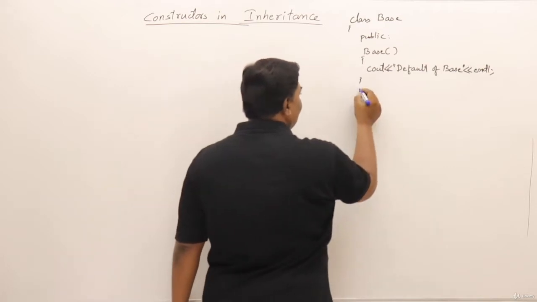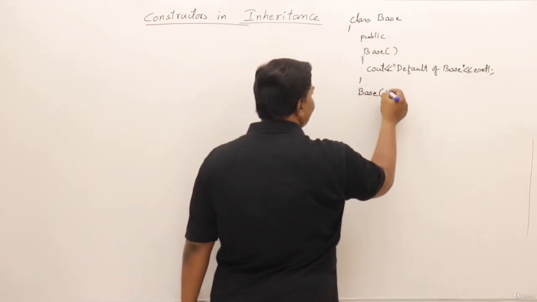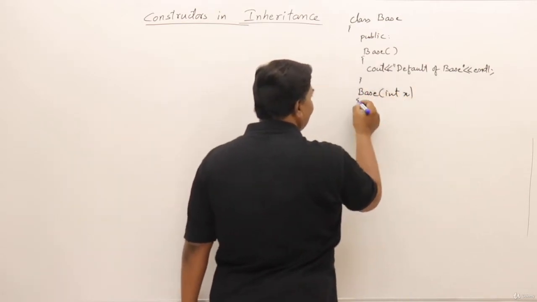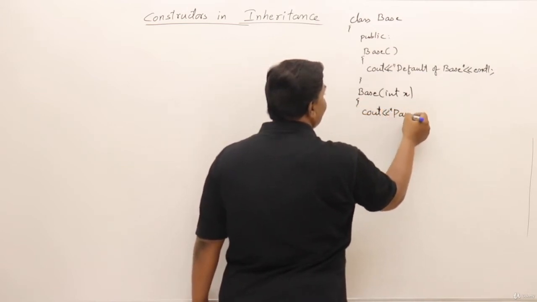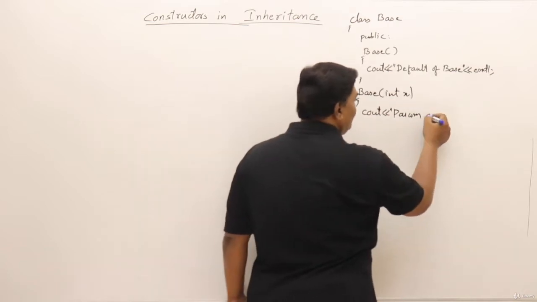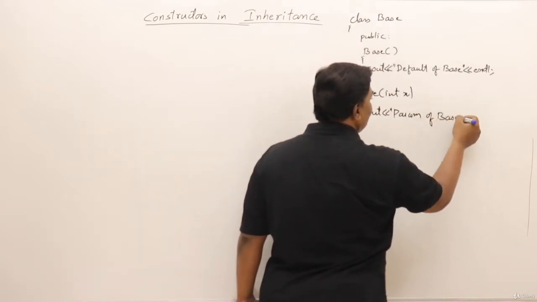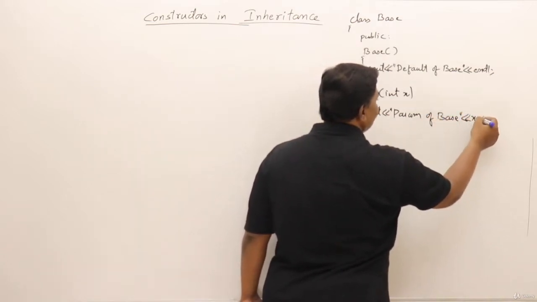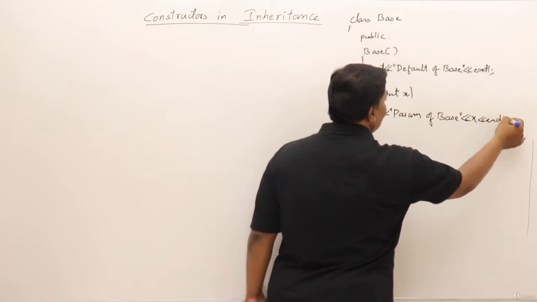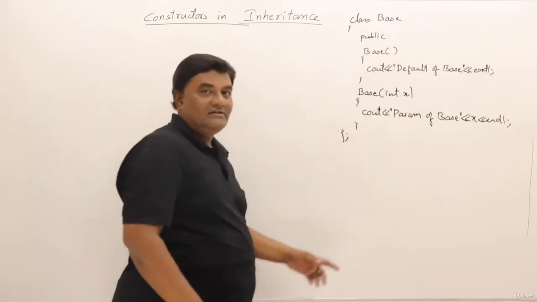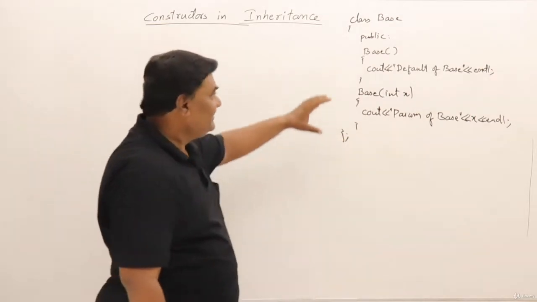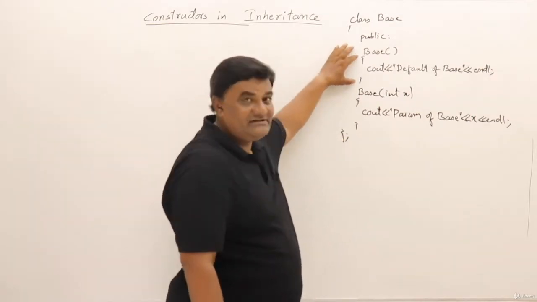Then I will also write one more constructor, that is base, which is taking some argument x, and here I will say cout parameterized constructor of base. So I will write "param of base", and I will also display this x and endl. Okay, so that's all. This is a base class. Now the base class is having two constructors. One is a non-argument constructor, that is the default constructor. One is the parameterized constructor.